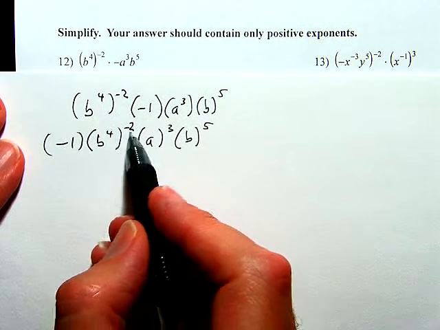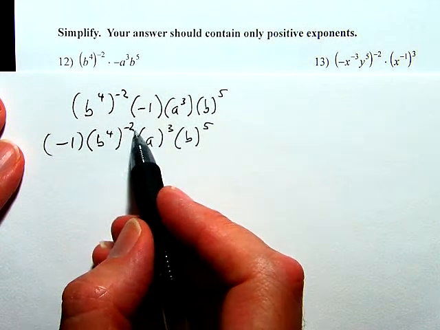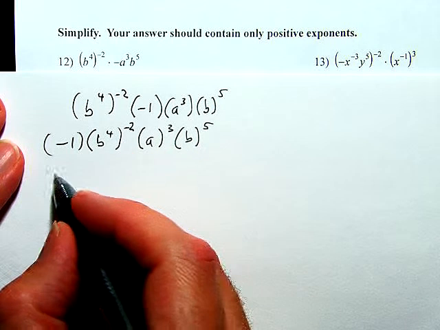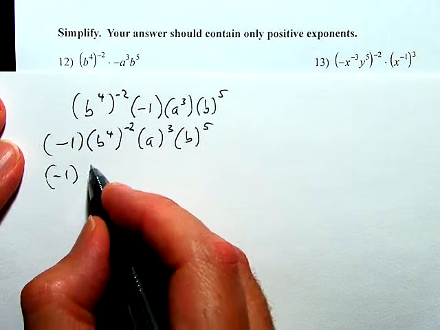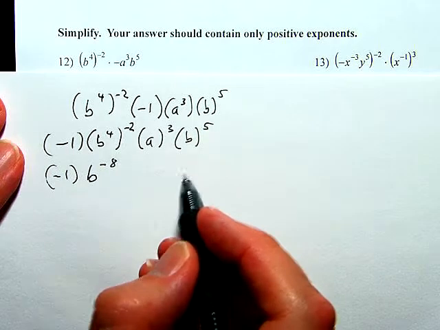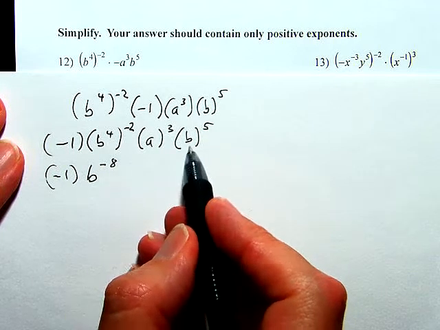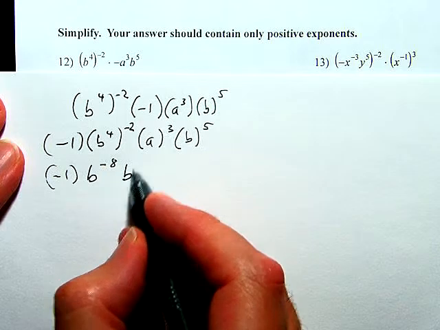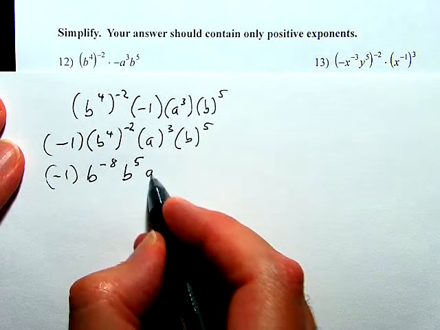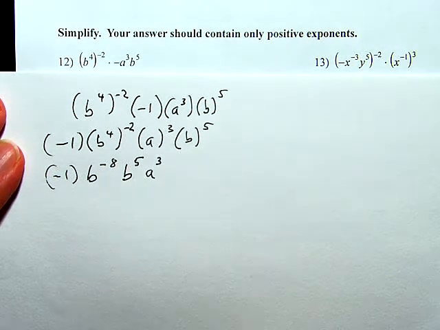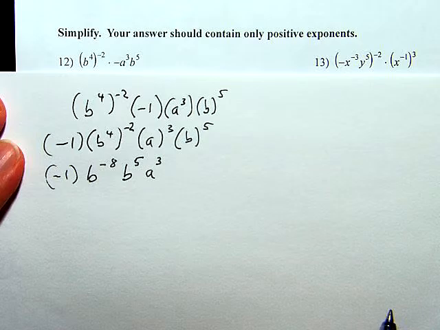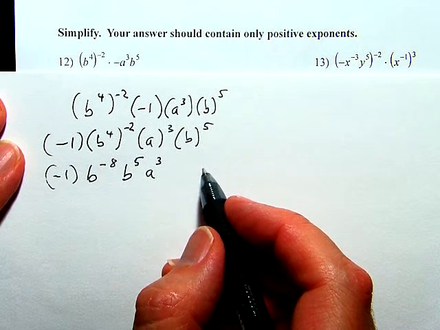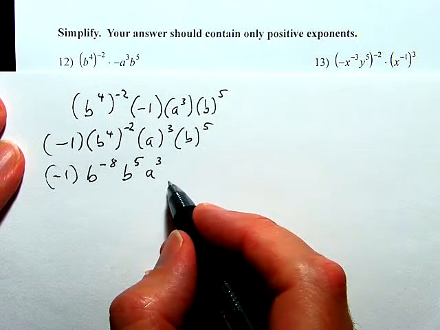Let's simplify this first one. This is a power to a power. When you have a power to a power, you multiply the exponents. So we've got negative 1 times b to the negative 8 power. Okay, and I can switch these orders. So I could put b to the fifth power next, and then I could put a to the third power after that. Okay. So now I can go ahead and complete this problem.